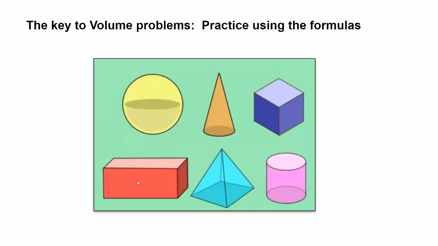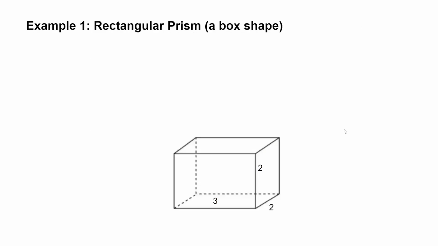This shape here is called a rectangular prism. You might think of it as a box, a pyramid, and a cylinder. And they each have their own unique formula. So it takes practice with each one of these in order to start to get comfortable calculating the volume of those kind of shapes. I'm going to go through 4 of these in this video.